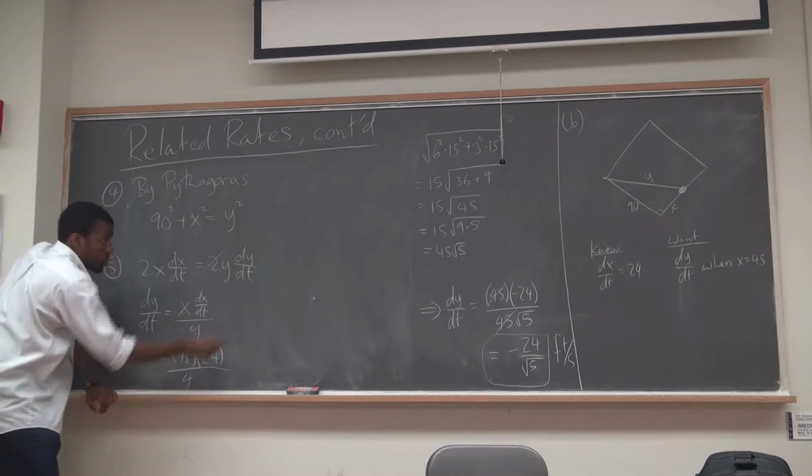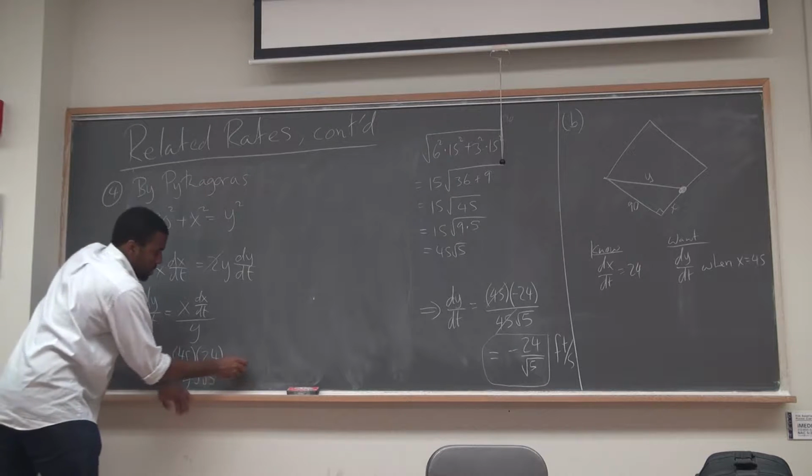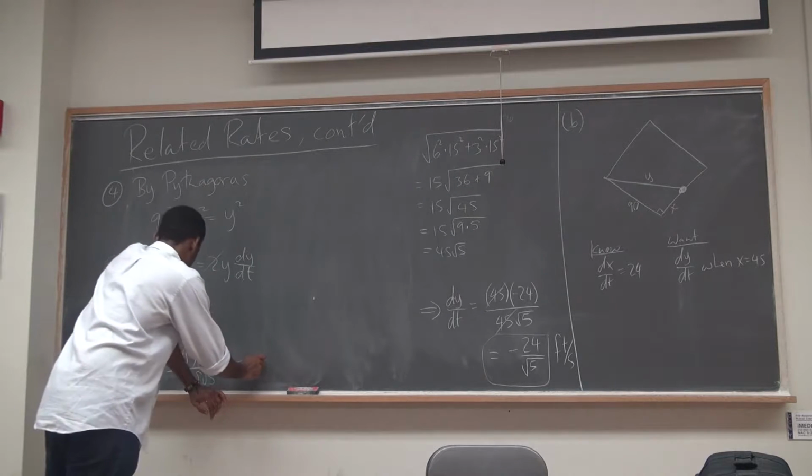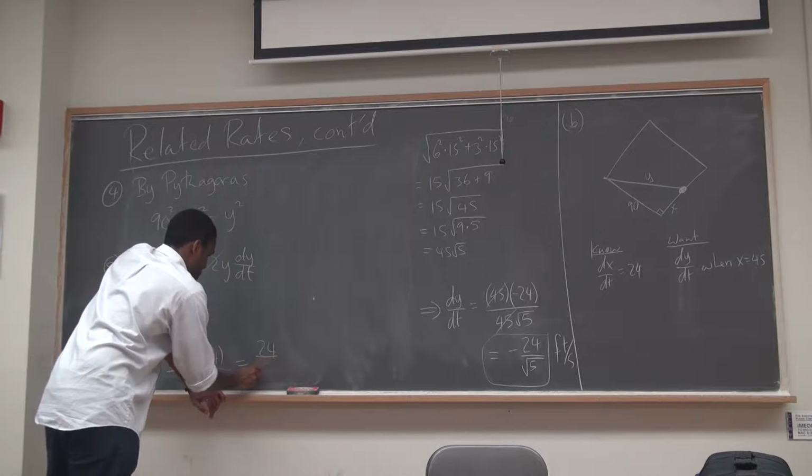And this, you would have solved it the same way. So that's 45 radical 5. So it's just the positive of the other one. So it's going to be positive 24 over radical 5.